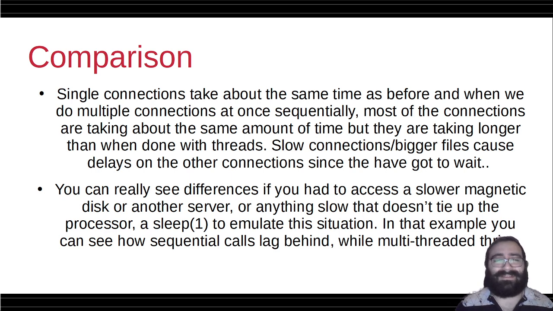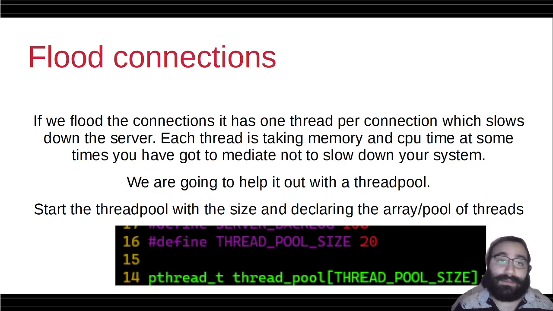And you can really see the difference if you have access to a slower magnetic disk or another server or anything slow that doesn't tie up the processor. A sleep of one second emulates the situation. In that example, you can see how sequential calls lag behind while multi-threaded ones thrive.